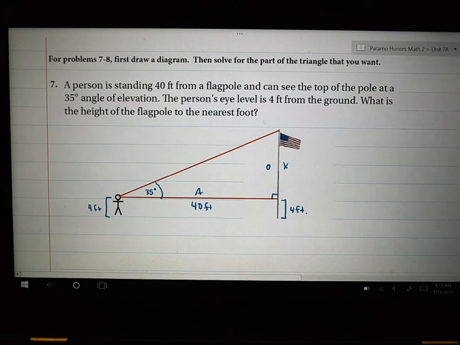I'm going to label this O and A because I have an opposite and adjacent. I don't have a hypotenuse. I automatically know which trig function I am going to use. If you know what trig function you're going to use, tell the person you're sitting next to, please.